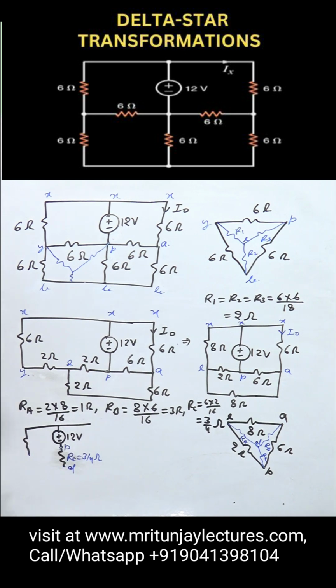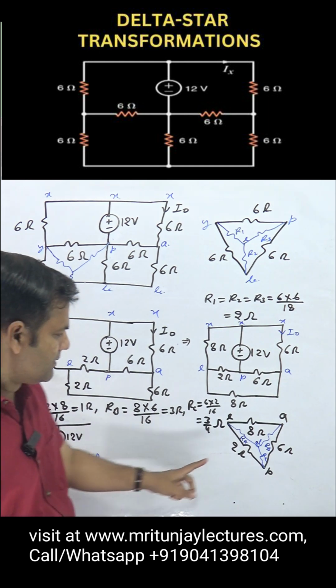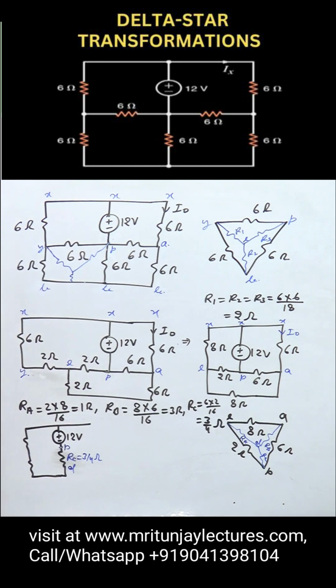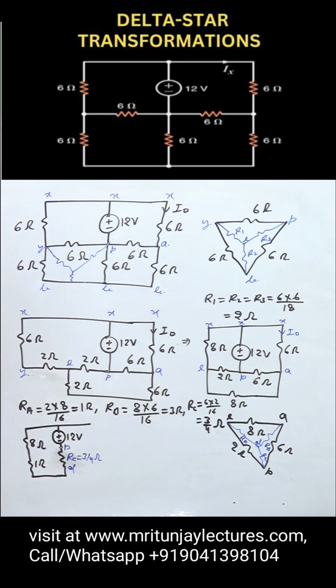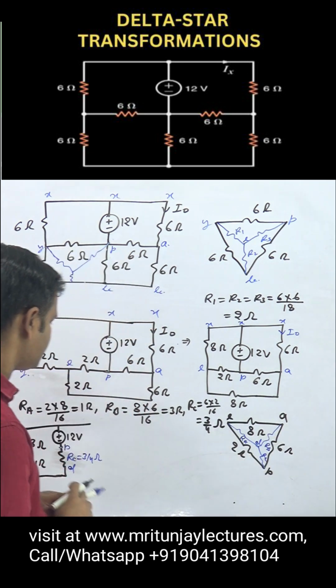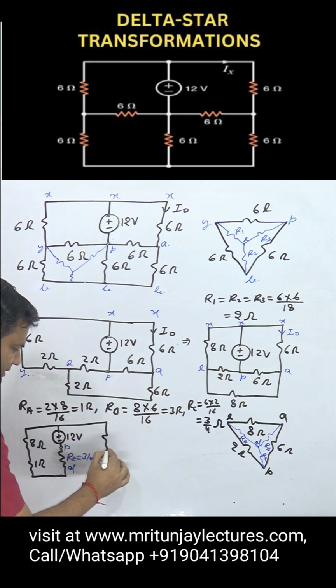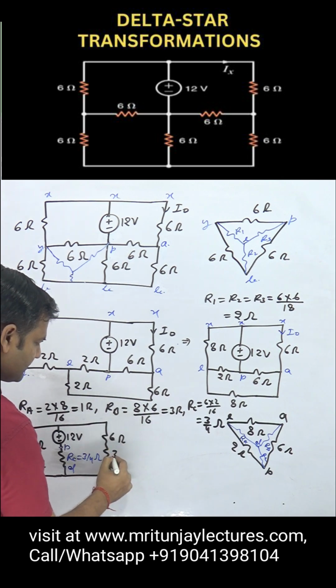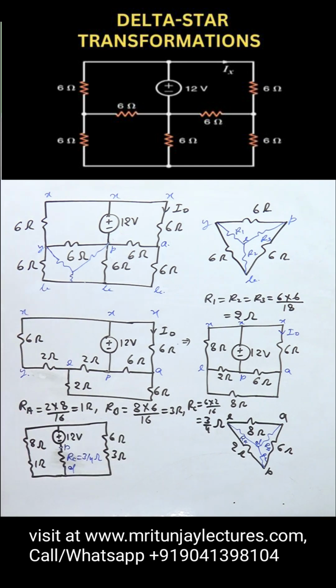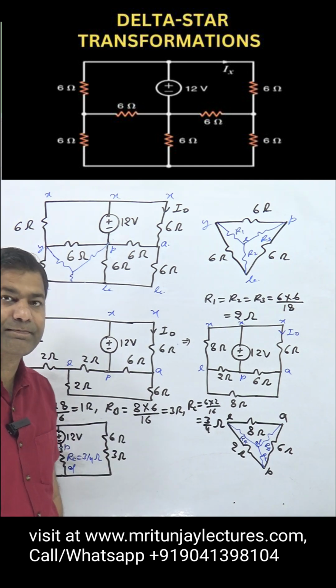So this one is connected to D. How much is RA? RA is 1 ohm. Okay, and that is 8 ohm. Okay, after that RB connected to A, that is 6, and here that is 6 ohm, and here RB is 3 ohm. Clear or not? So first of all make it.